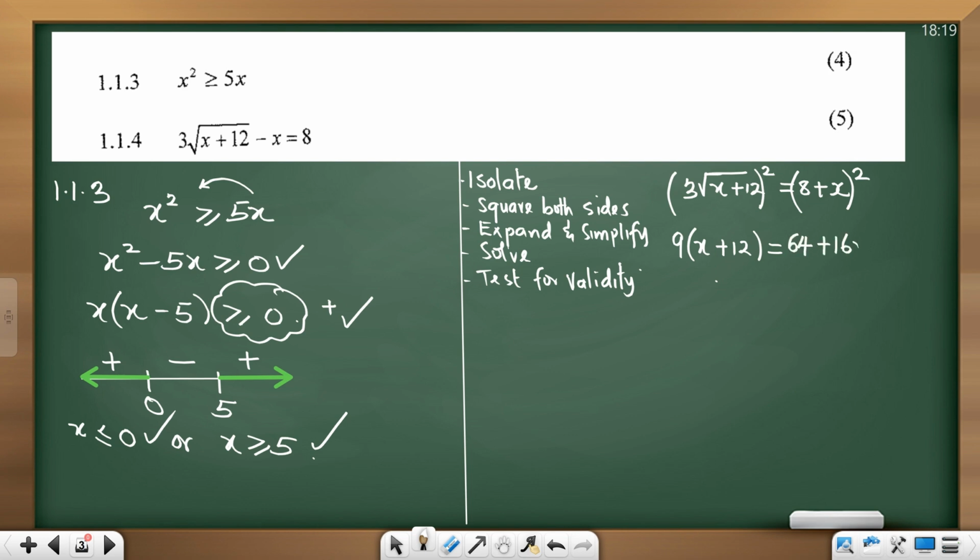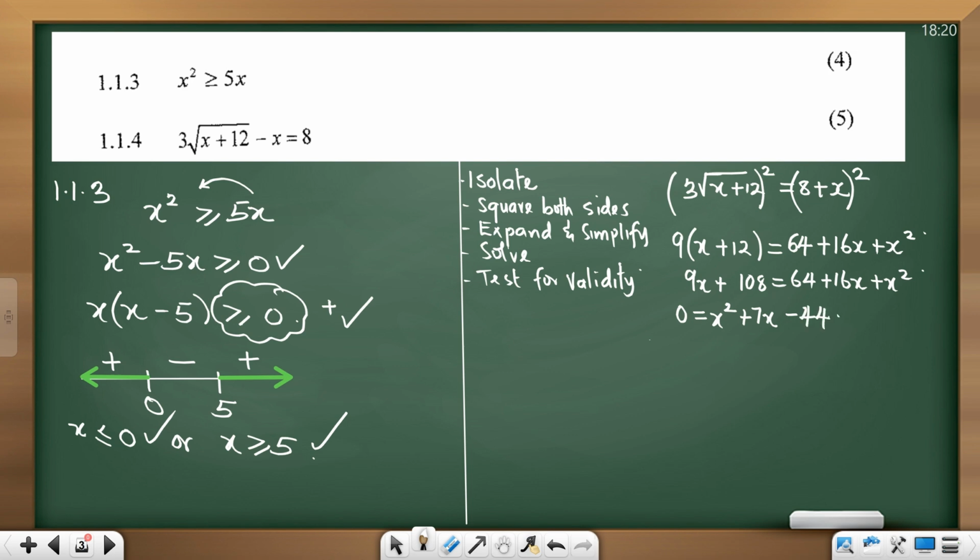64. 16x. x squared. What will this give me? 9x plus 108. All right, equals 64. Now, make sure that one of the sides is what? 0. I'll prefer to move everything over here. 16 minus 9 will give us what? 7. So plus 7x equals what? 64 minus 108, negative 44.